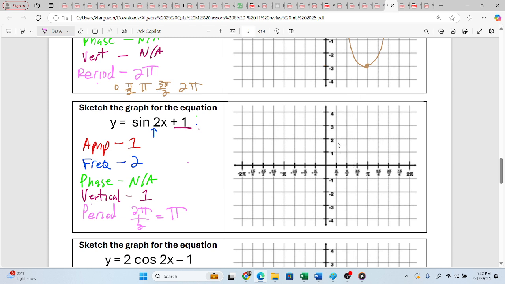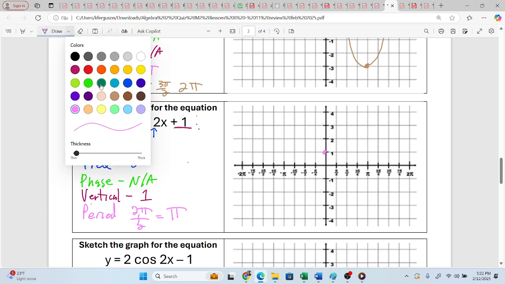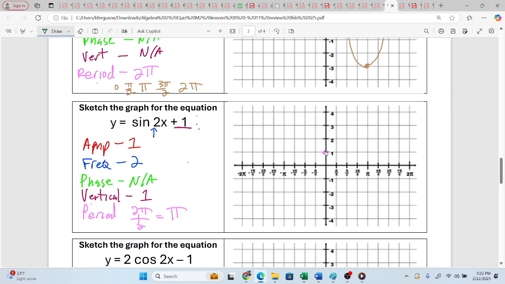So what's the amplitude? It's 1. So my graph is no higher than this. Let's get a darker color so you can see it. Okay, so that's about as high as my graph's going to go. That's about as low as my graph's going to go. Oh, wait. No, it's not, because I have a vertical shift. This is where my graph starts, but it's telling me that it's going to shift upward. So everything is going to shift upward.